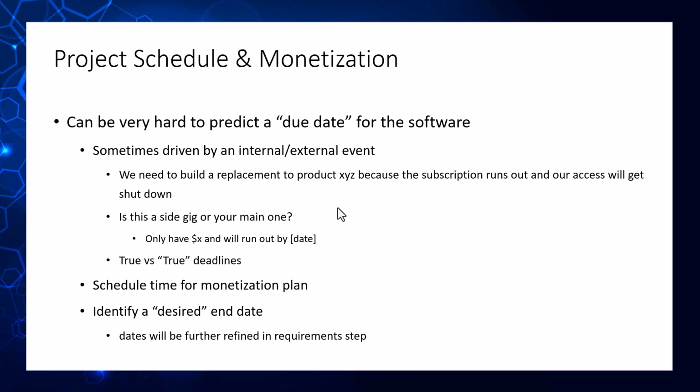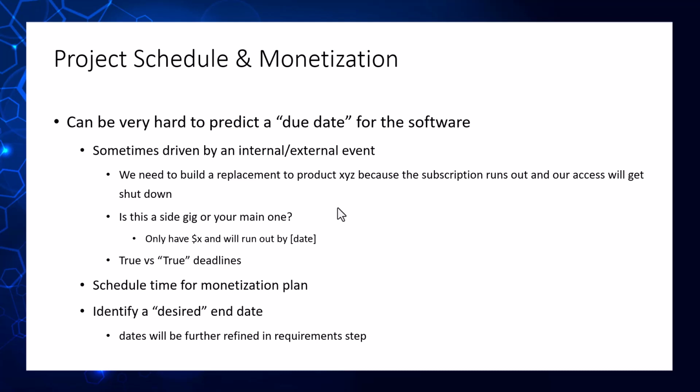So, for example, say you're paying for a subscription for something, and that subscription runs out on December 31st, and you're going to lose all your access to the system. You're looking for someone to build an alternative piece of software to that. Your subscription is running out. You're going to need something for January 1st. So you say, all right, December 31st is my due date.